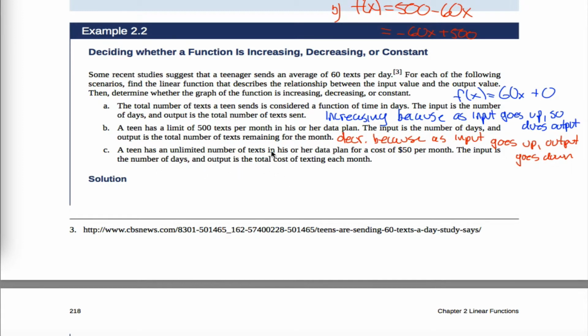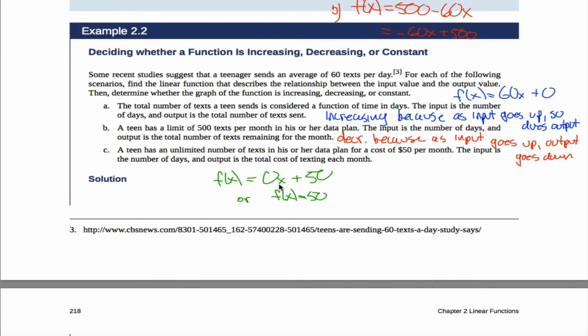Okay, so for this last one, a teen has an unlimited number of texts in his data plan, which costs $50 a month. The function where the input is the number of days and the output is the total cost: you're paying $50 no matter how many texts you send. So f of x equals 50 would be the function. Even though this might seem silly, I'll write f of x equals 0x plus 50. To be consistent, it's nice to have two terms so you can recognize the one that has the slope in it and the y-intercept.